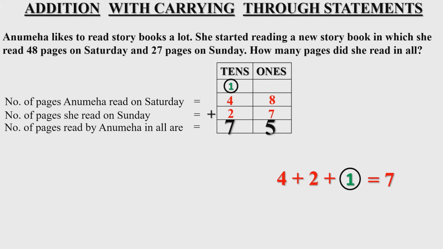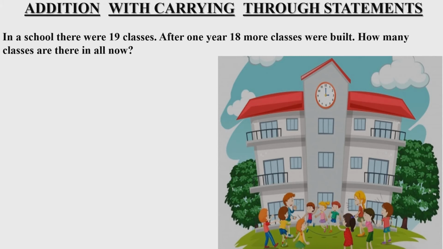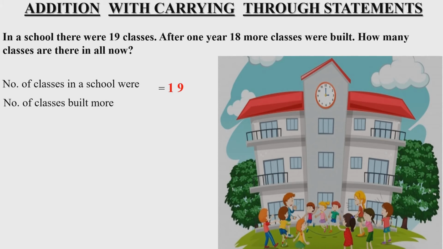Let's take one more example. In a school, there were 19 classes. After 1 year, 18 more classes were built. How many classes are there in all now? Number of classes in a school were is equal to 19. Number of classes built more is equal to 18. Number of classes in all are is equal to what?